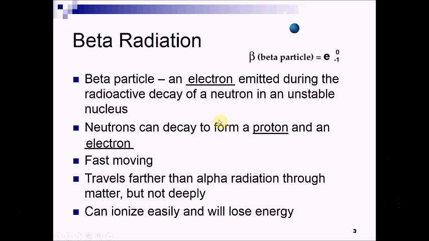So this is where we said neutrons can form a proton and electron during nuclear decay. Beta particles are fast moving. Since they're smaller, they would travel farther than alpha radiation through matter, but still not very deeply. And of course they can ionize as well. They would be attracted to anything positive and would lose energy when in contact with anything positive.